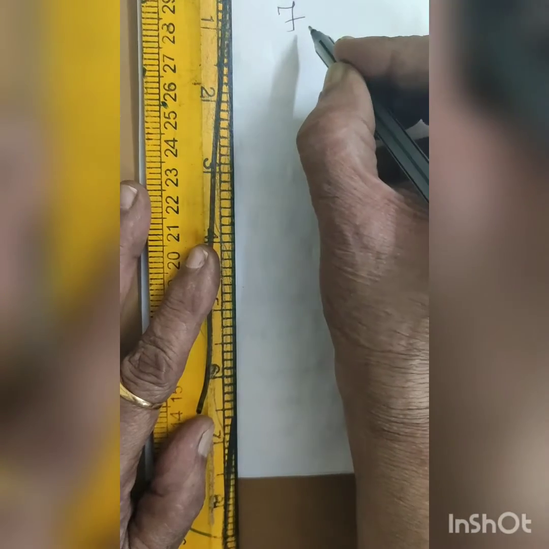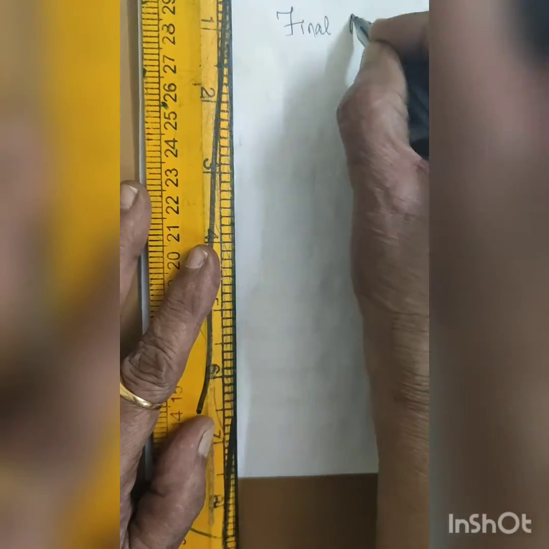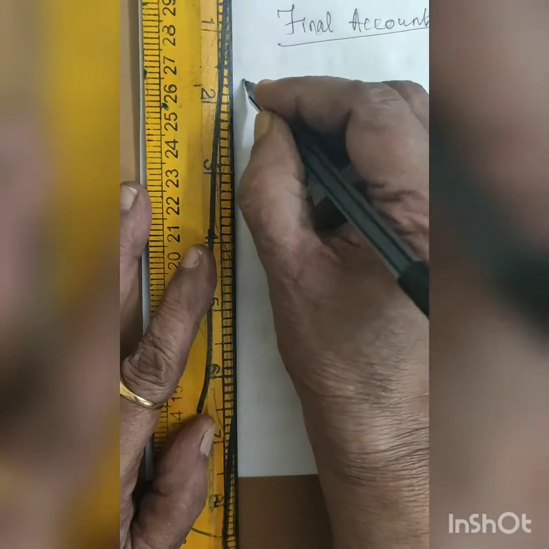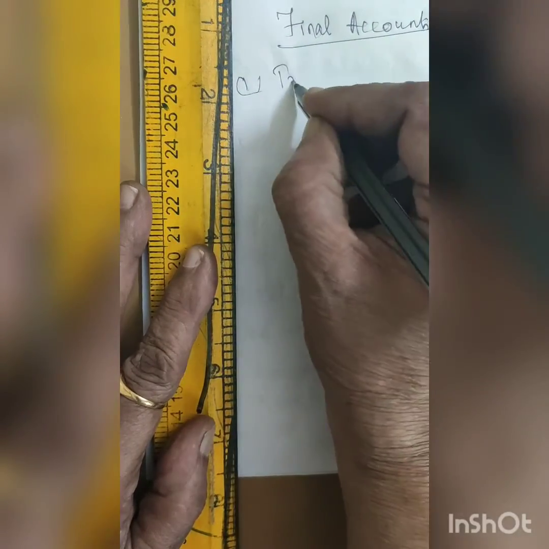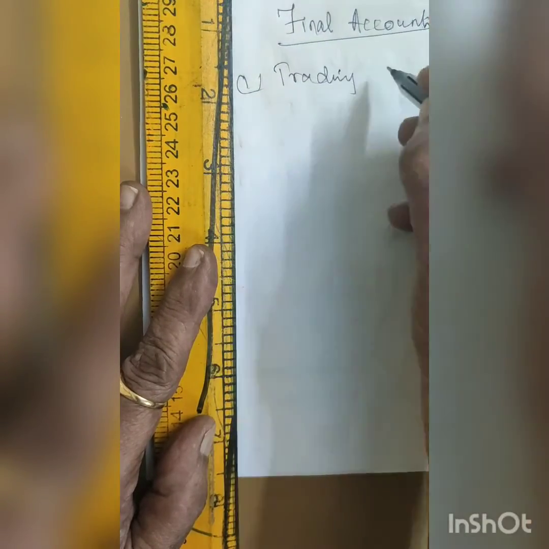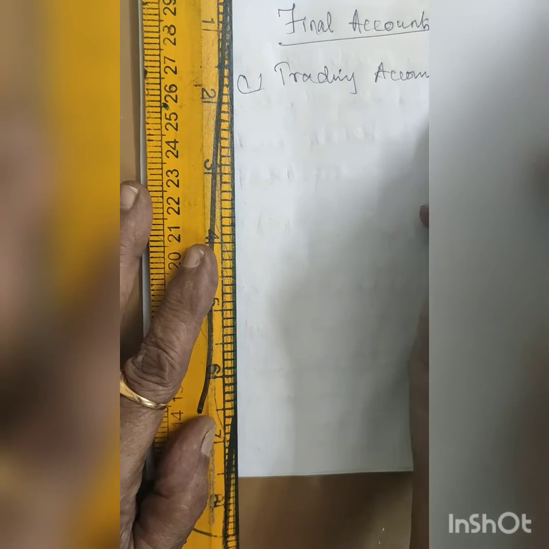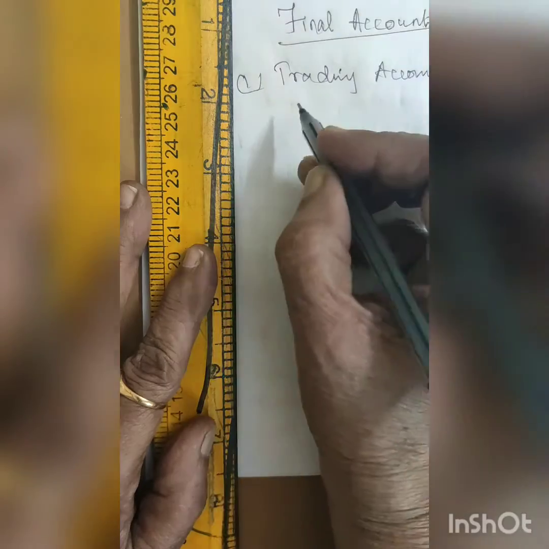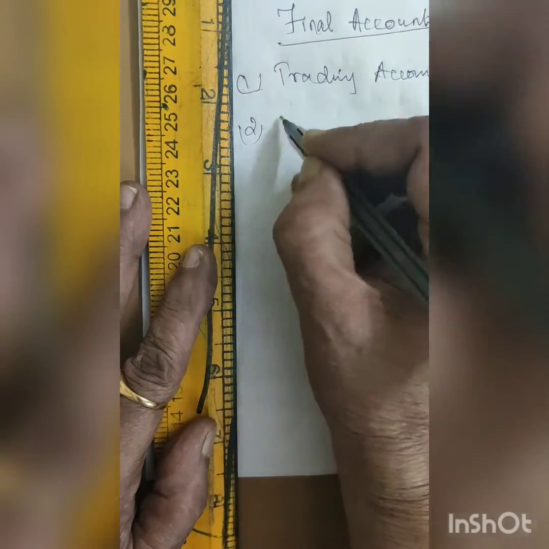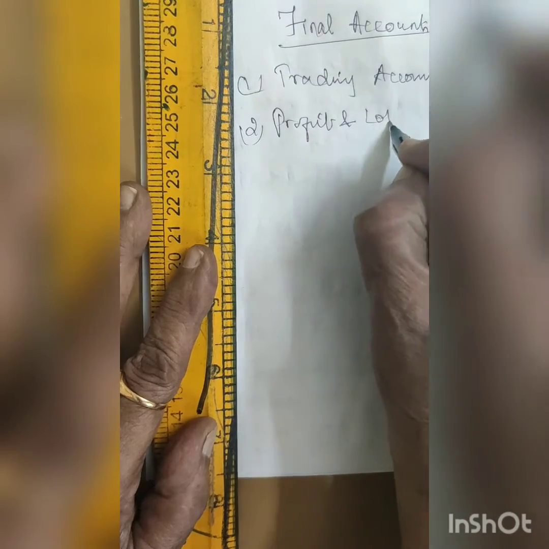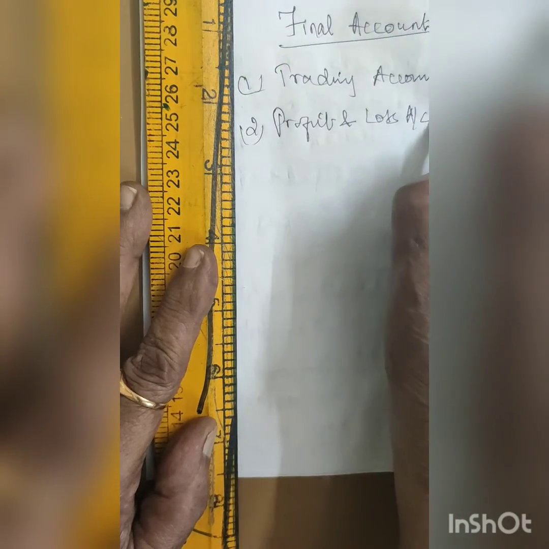Next, we are going to see the next stage in final accounts. What is the first stage? First is preparation of trading account. Trading account as on 31st December, the year ended, we have to write like this. And the second one is profit and loss account. We are going to prepare profit and loss account.